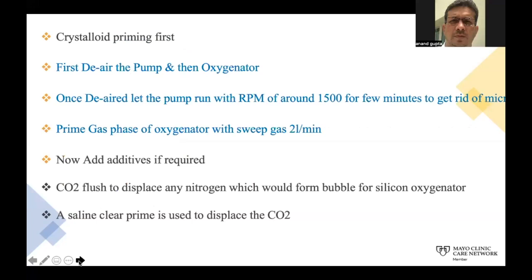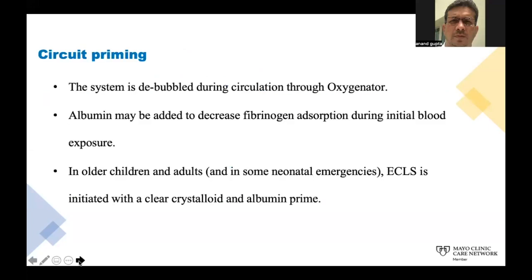Crystalloid priming first. First de-air the pump and then the oxygenator. Once de-aired, let the pump run with an RPM of around 1500 for a few minutes to get rid of the microparticles. Then prime the gas phase of the oxygenator with sweep gas of 2 liters per minute. Now add additives if required. CO2 flush to displace any nitrogen, which would form bubbles for the silicone oxygenator. A saline clear prime is used to displace the CO2.